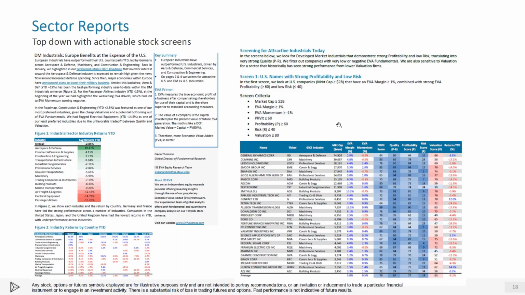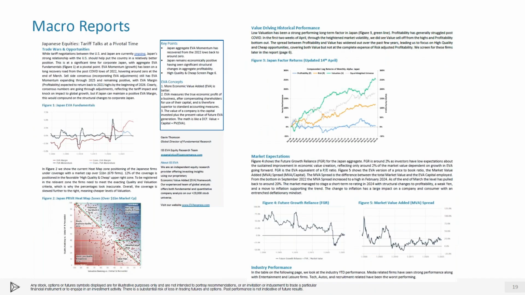Okay, then the next report is what we call our macro reports. So again, the top-down style of reports. This one in particular was looking at Japanese equities. As the tariff talks over the past couple of months had been kicking off, we actually identified Japan as a potential beneficiary.